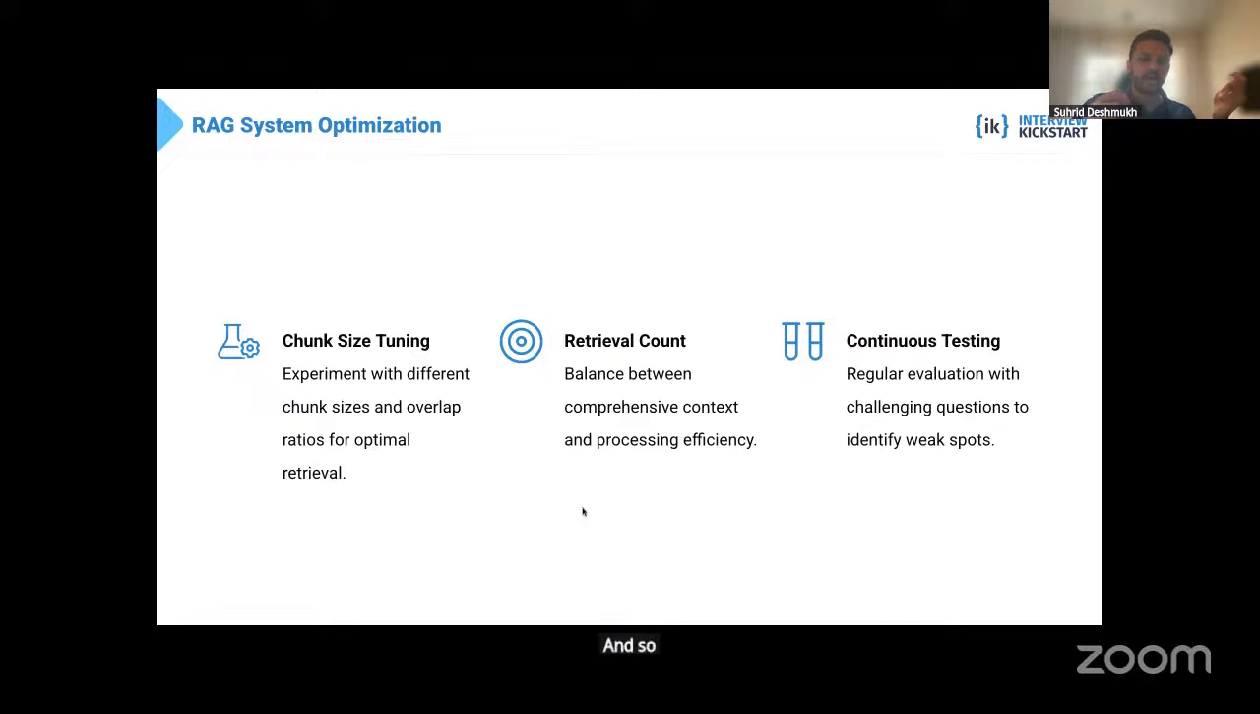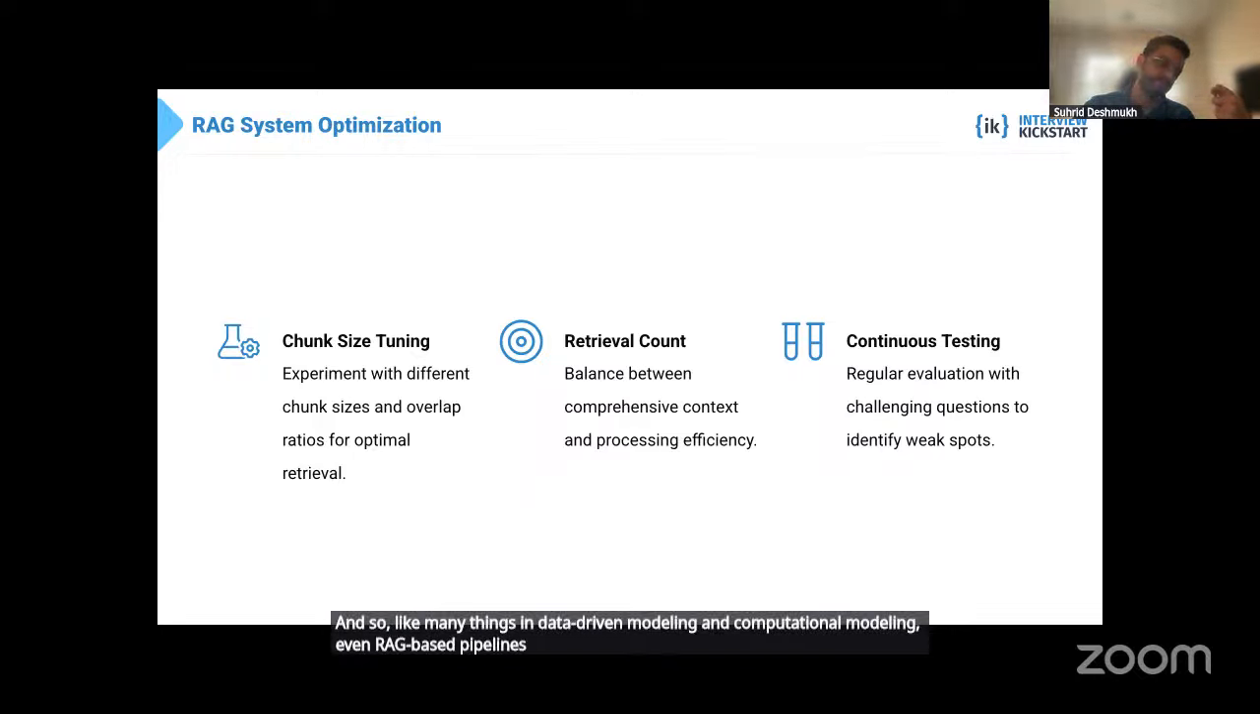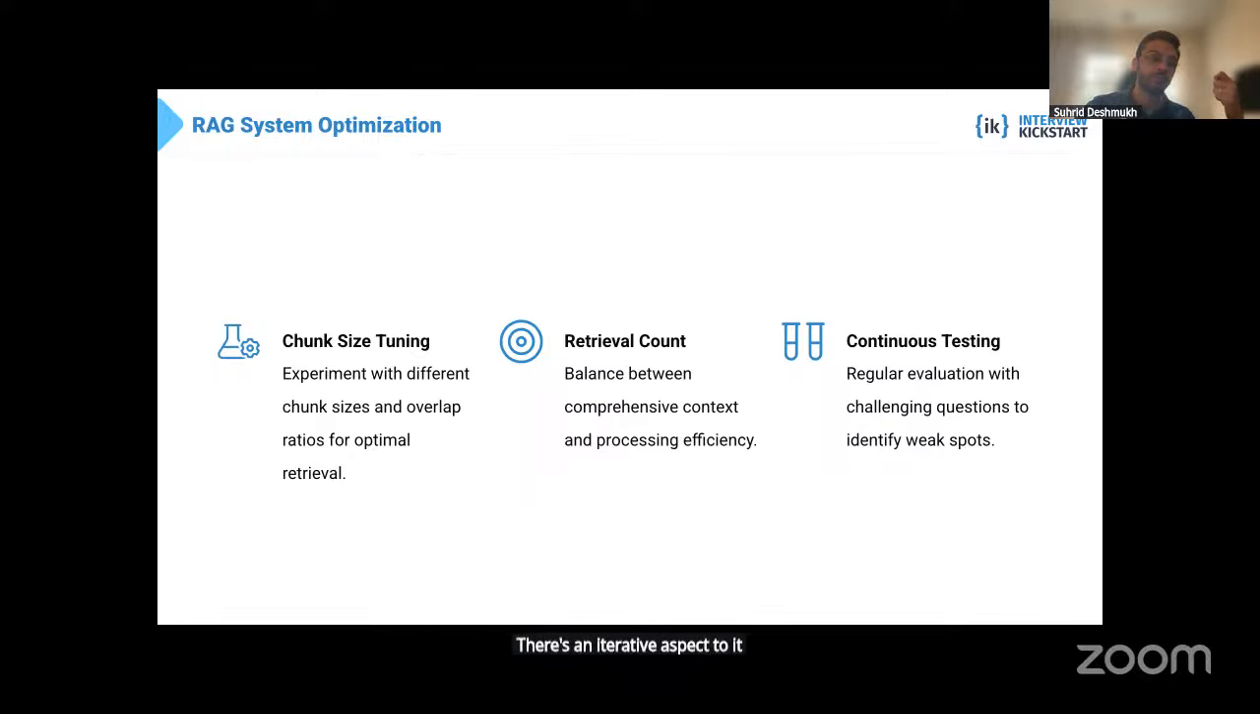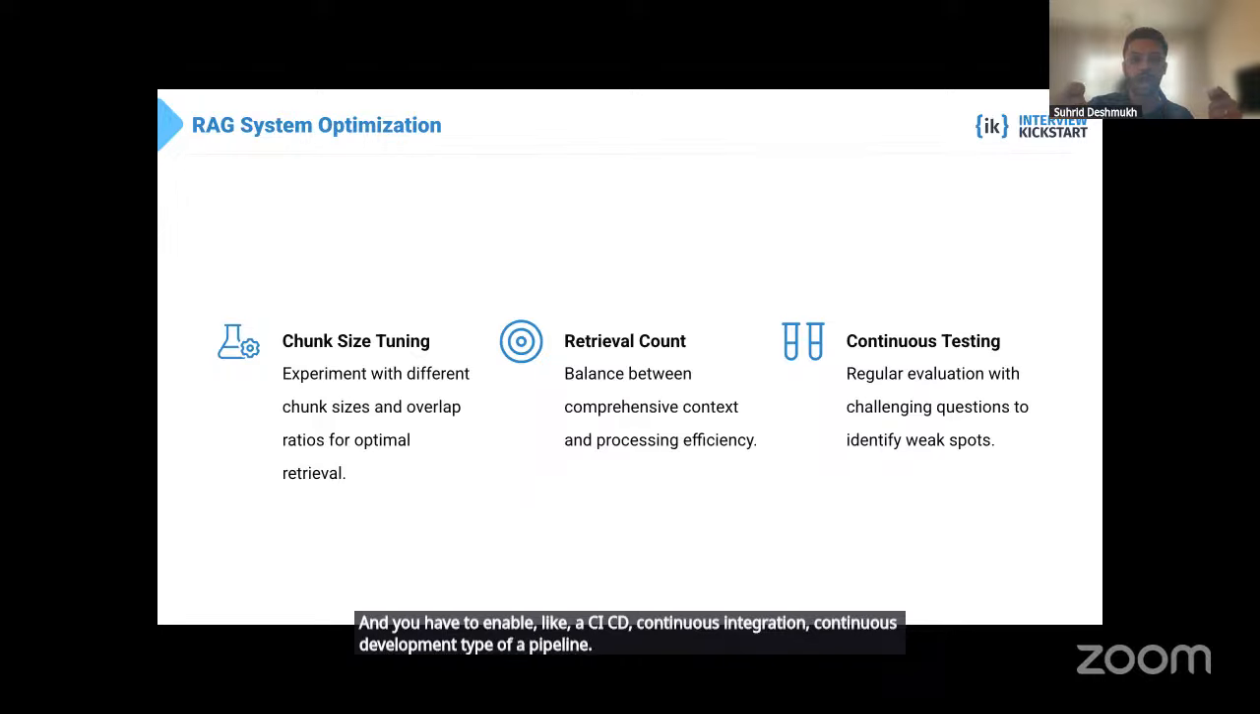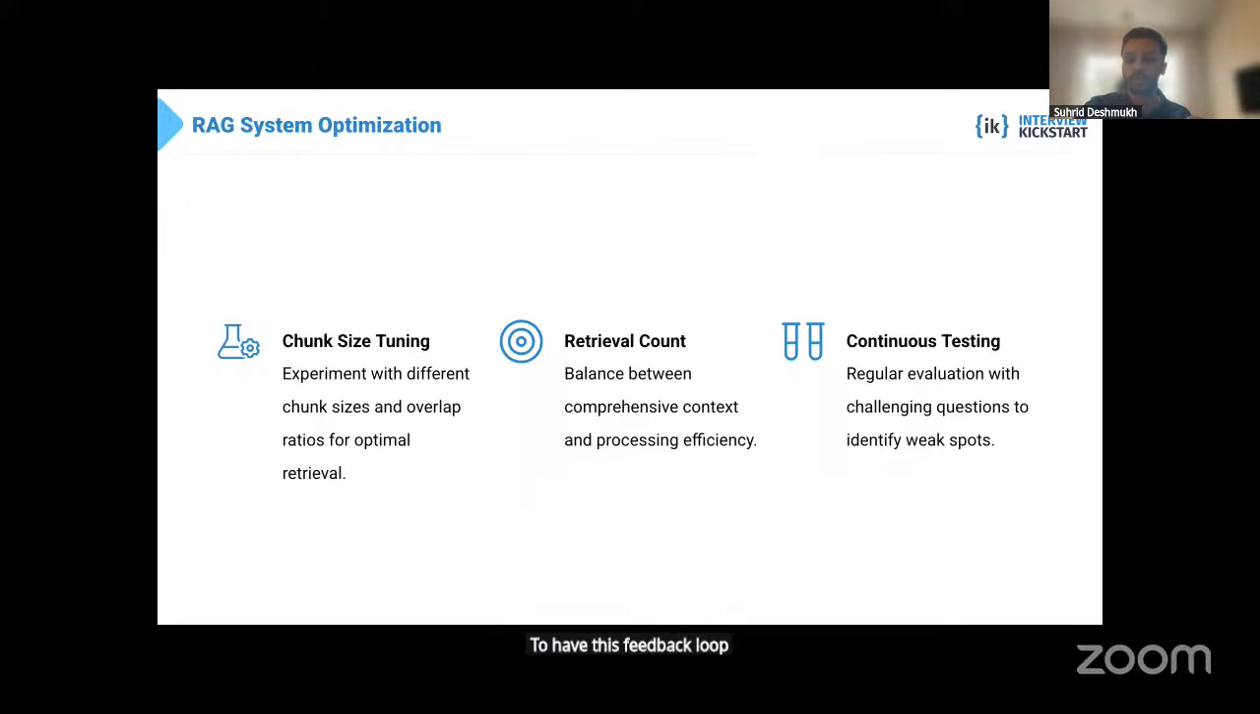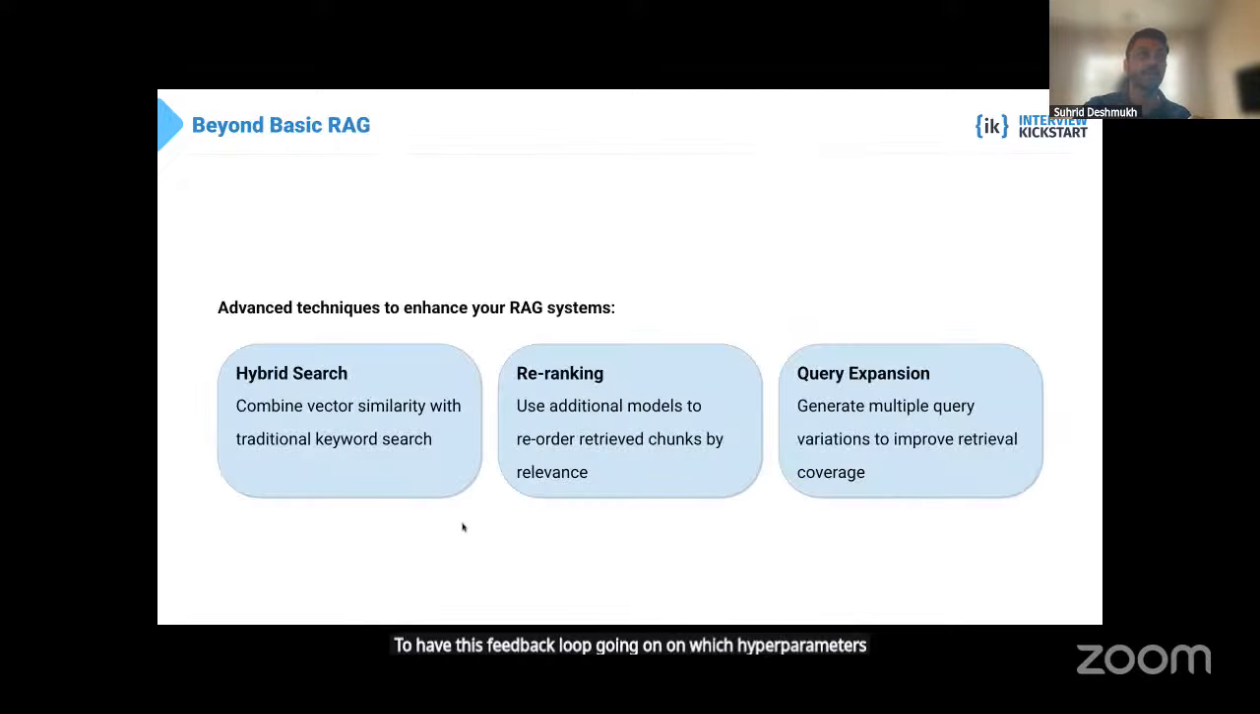And so, like many things in data-driven modeling and computational modeling, even RAG-based pipelines have an iterative aspect to them. You have to see what chunking strategy works for you. You have to see what retrieval strategy works for you. And you have to enable a CI/CD, continuous integration, continuous development type of pipeline, to have this feedback loop going on about which hyperparameters work the best.